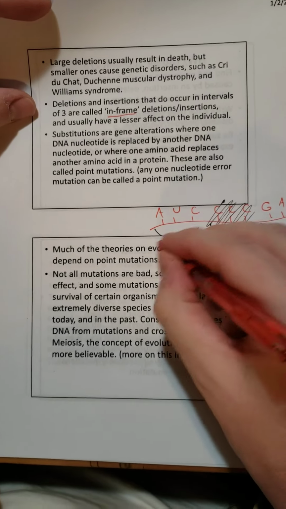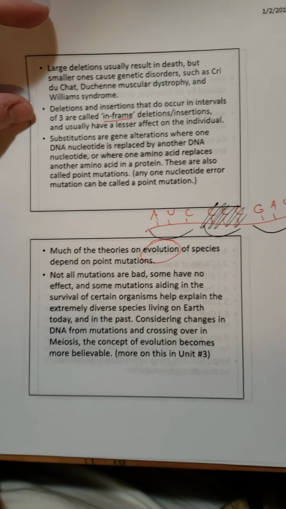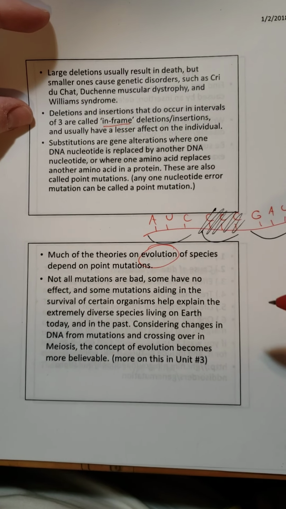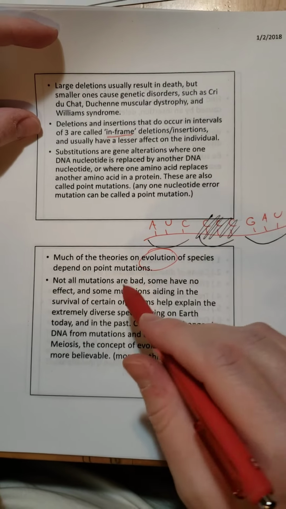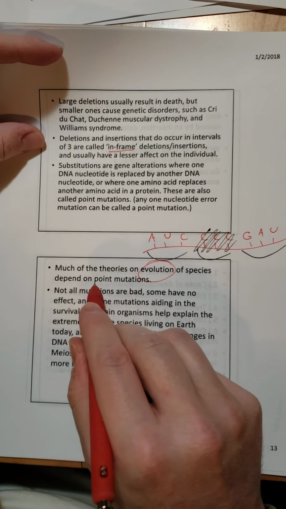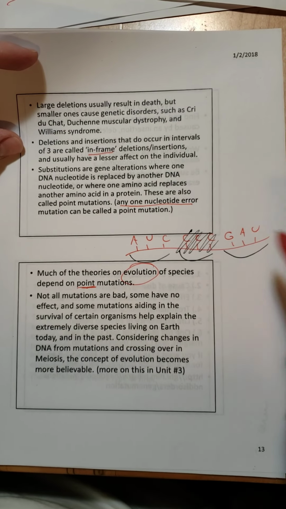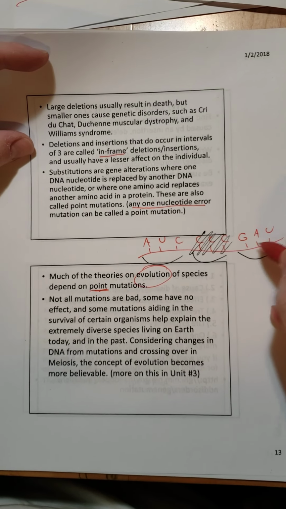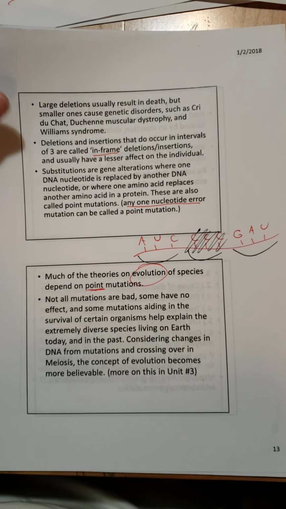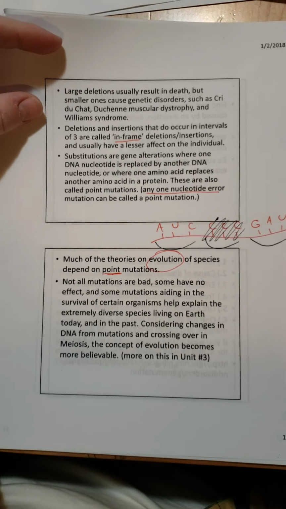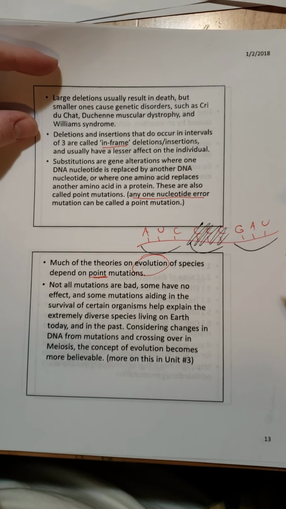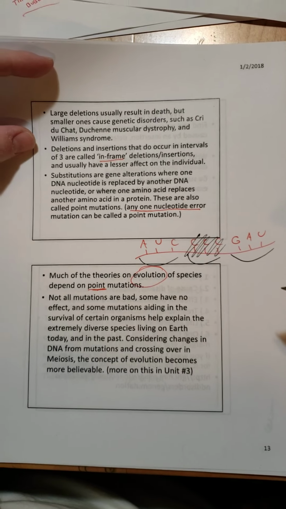We'll talk about evolution a lot in Unit 3, and a lot of theories on evolution actually depend on what's called point mutations, which is any one nucleotide error or mutation. So if people don't think that evolution occurs, they ask, how does the thing change that fast?